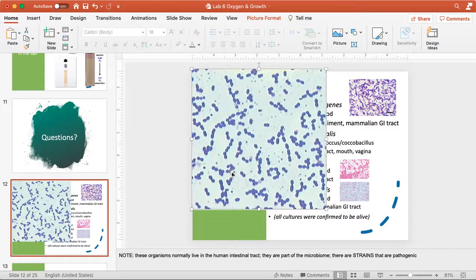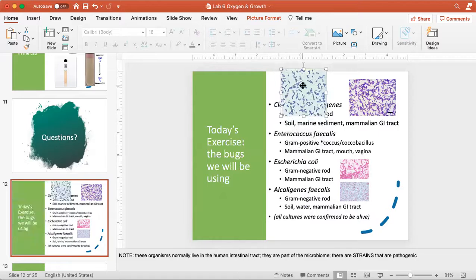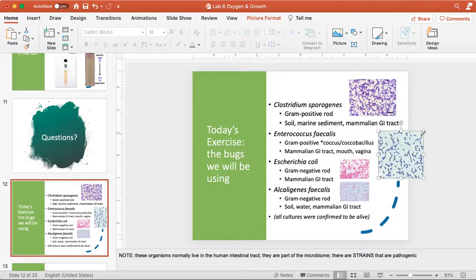They look like cocci. But if you take a look at this chain here, or if you look at these two cells right here, some of the cells look a little more elongated. They're not quite rods, but they're a little bit longer than we might expect a coccus to be. So some references, not all, but some reference texts will call Enterococcus a coccobacillus. Just like Clostridium, this one lives in the intestinal tract, and it can be found in other parts of the body.